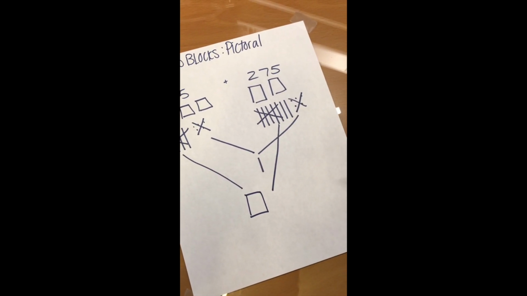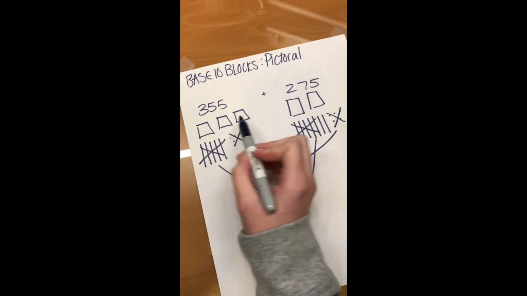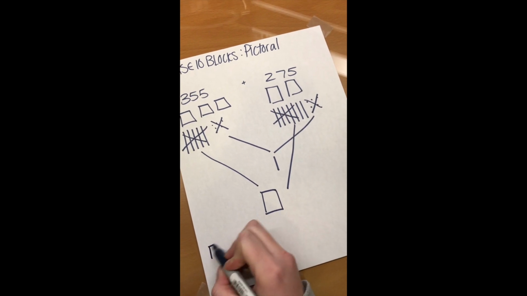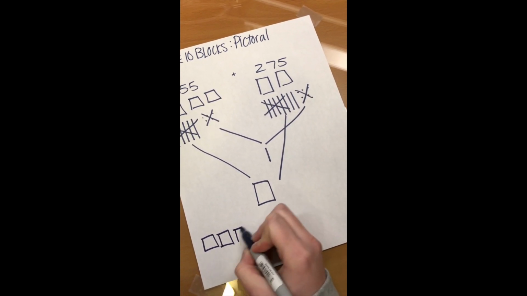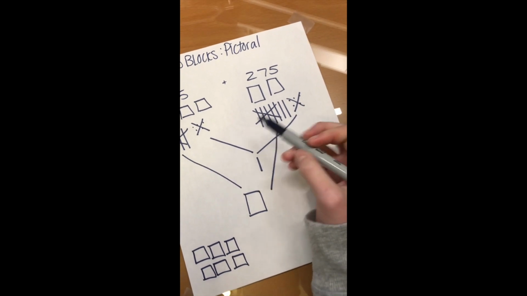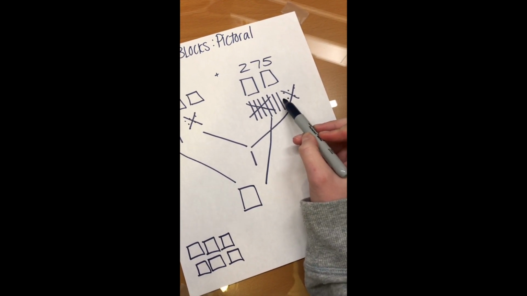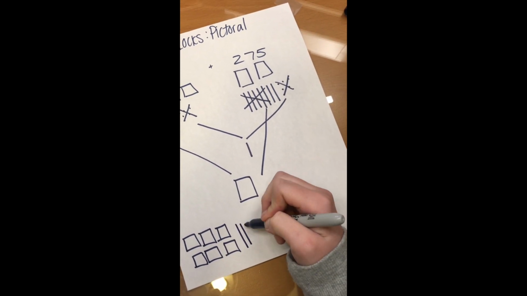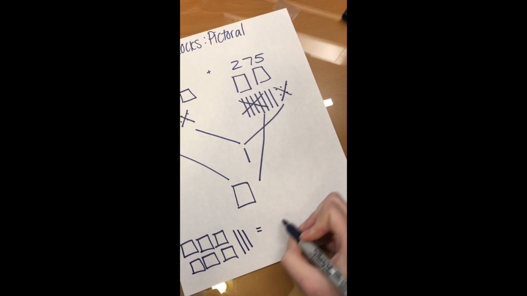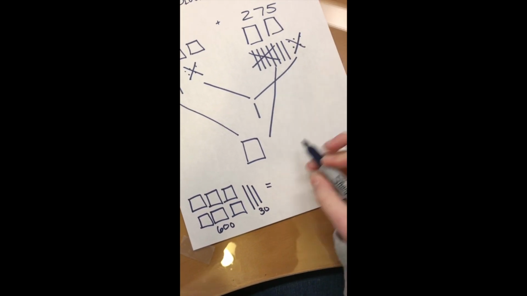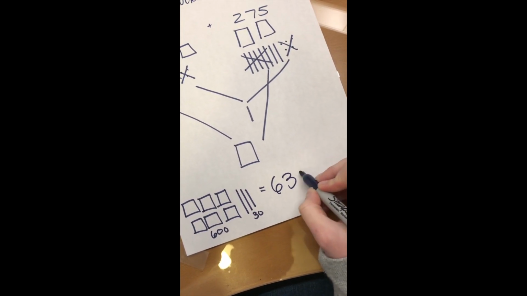And now we are going to add it up. So we have 3 hundreds plus 2 hundreds plus 100. So that's going to be 600 flats. And then we are going to take our 2 groups of 10 plus 1 group of 10 for 3 groups of 10. And this represents 600. And here we have 30. So together we have 630.